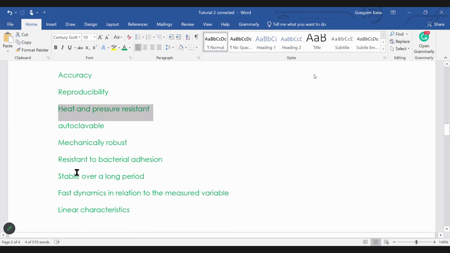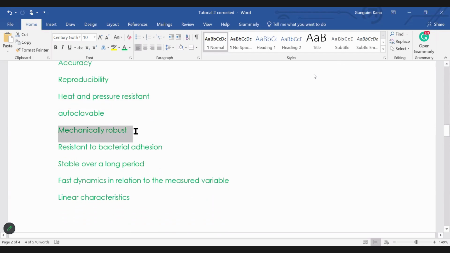Talk about how mechanically robust a sensor has to be. It has to withstand the rugged environment of the reactors being used. Bacteria should not adhere to those sensors, so it has to be resistant to bacteria adhesion. The sensor should be stable over a long period of time. That is, the sensor itself should not be subjected to drift.